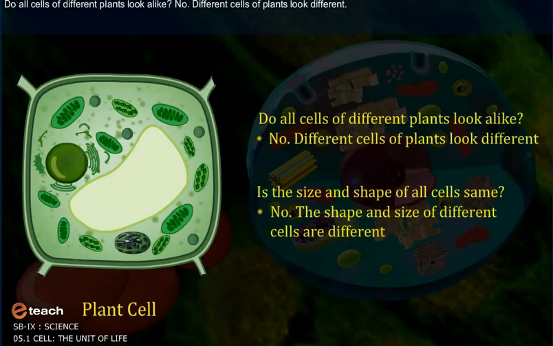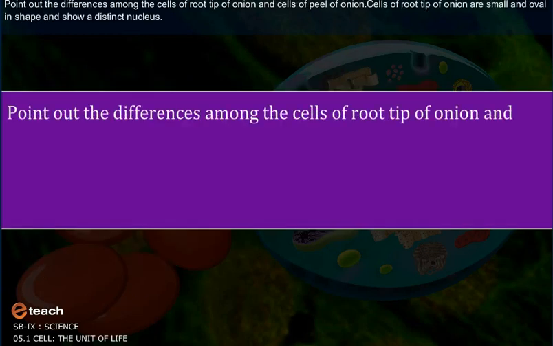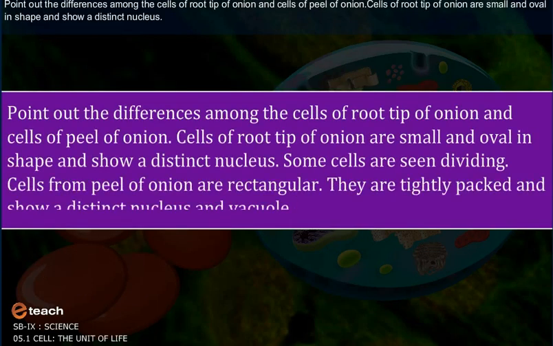Do all cells of different plants look alike? No. Different cells of plants look different. Is the size and shape of all cells same? No, the shape and size of different cells are different. Point out the difference among the cells of root tip of onion and cells of peel of onion.